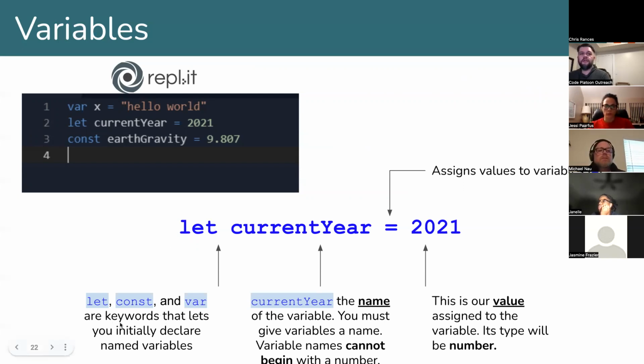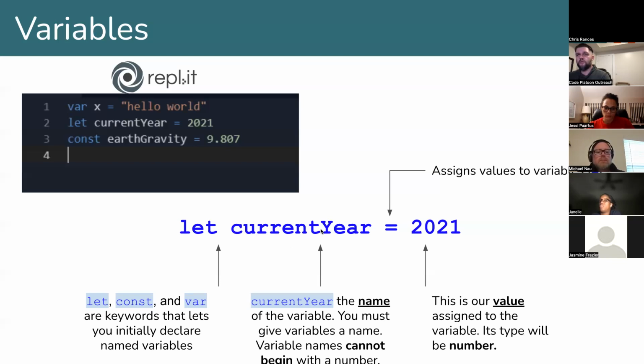So let, const, and var are keywords that let you initially declare a named variable. So we're saying, okay, whatever comes after this is going to be the name of our variable, right? So currentYear is the name of the variable. You must give variables a name. Variable names cannot begin with a number. So you can't put something like 2021 current year.